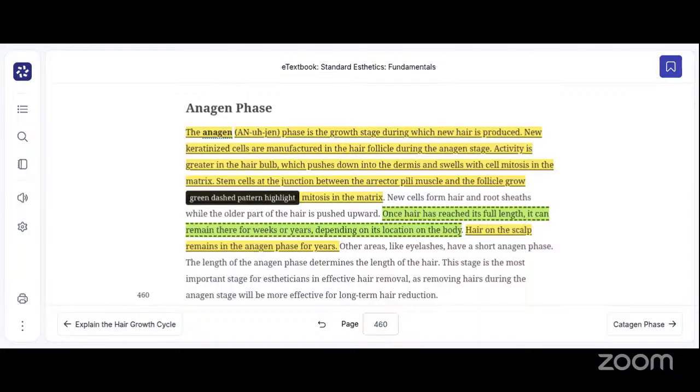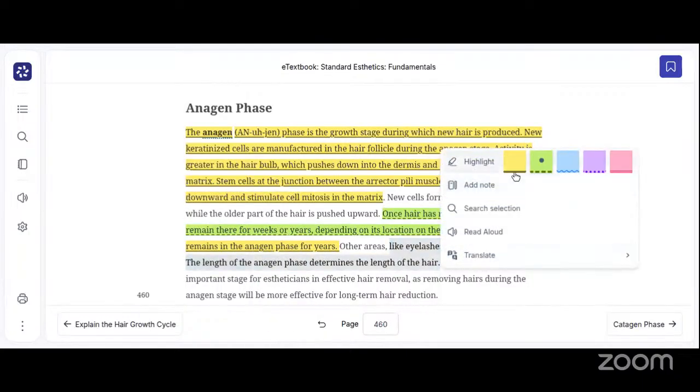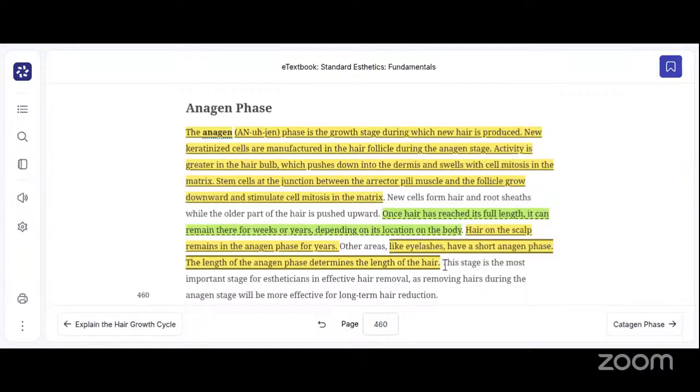Let's check that. Hair on the scalp can remain in the growing phase for years. Other areas like eyelashes have a short anagen phase, and most of the time that phase is six months or less. The length of the anagen phase determines the length of hair.